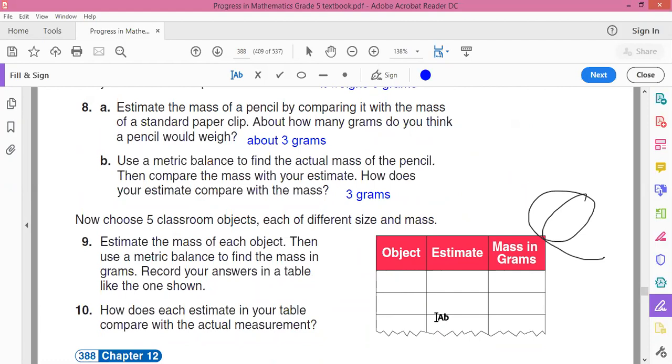Now, question number 9. Choose 5 classroom objects, each of different size and mass. Estimate the mass of each object, then use a metric balance to find the mass in grams. Record your answer in a table like the one shown.